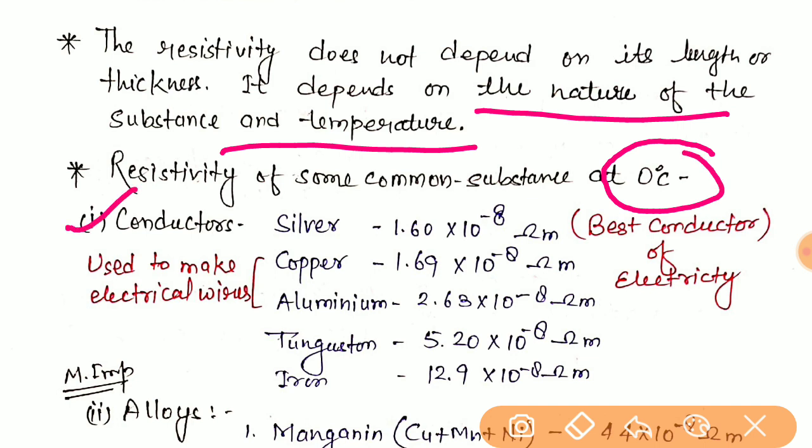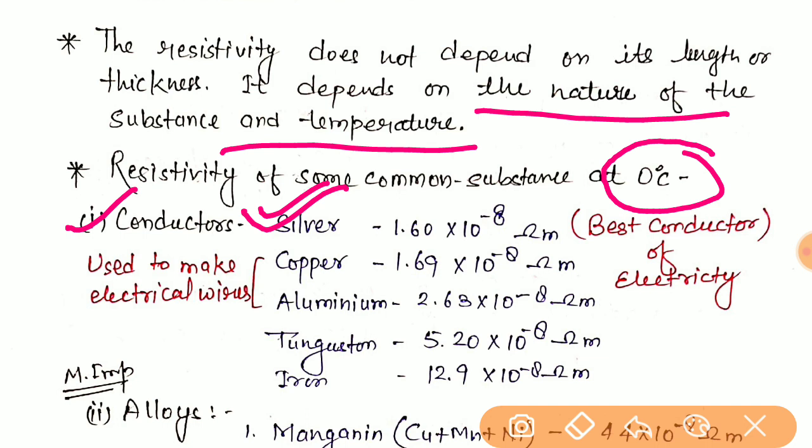So first of all we take conductors. In conductors: silver, copper, aluminium, tungsten, iron. So let us see the values of the resistivity. Here the best conductor of electricity is silver because it has low resistivity, 1.6 into 10 to the power minus 8 ohm meter. So this is the best conductor of electricity.